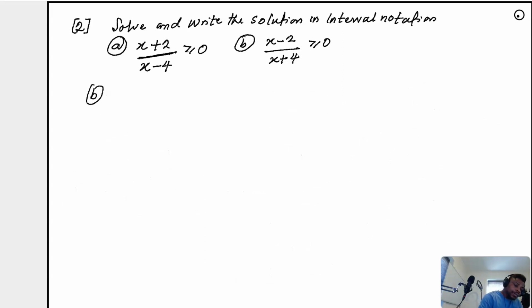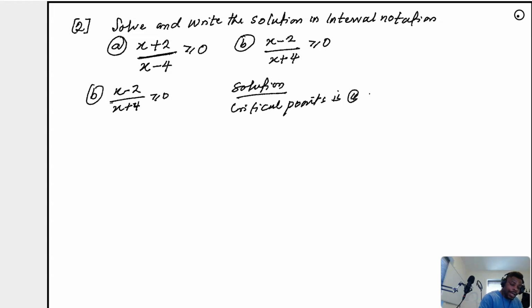Now, for B, x minus 2 divided by x plus 4 greater or equals to 0. So here, solution. So critical point is at x is equal to 2 or minus 4. You already know how to get the critical point. So when x minus 2 is equals to 0, x is 2. When x plus 4 is equals to 0, x is minus 4. So these are the critical points.